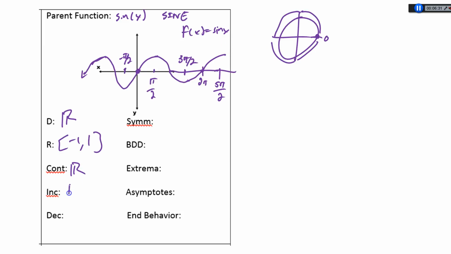So what I'm going to write here is it's periodic. We're not going to deal with too much of the plus pi n stuff right now. We'll do that later on. So periodic, because every period it increases. Same thing with decreasing. It decreases periodically.